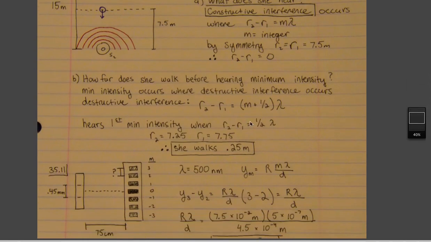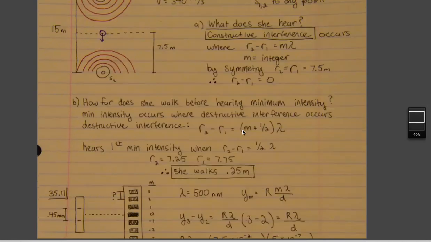For solving this, we want to find the first value where R2 minus R1 equals half lambda. This is when the woman walks 0.25 meters away from the center. That's where R2 equals 7.25 and R1 equals 7.75, and the difference between them equals half lambda. That's where destructive interference occurs. So the answer is she walks 0.25 meters.